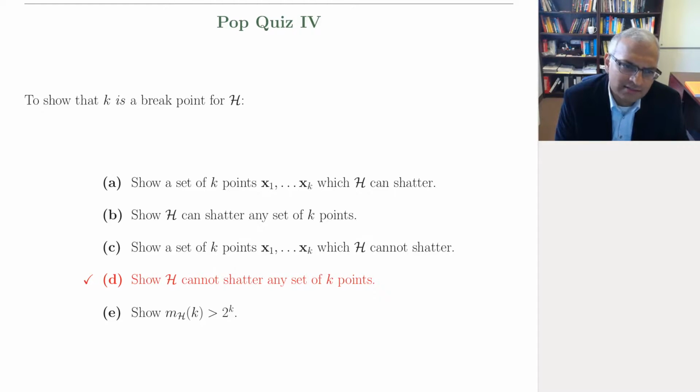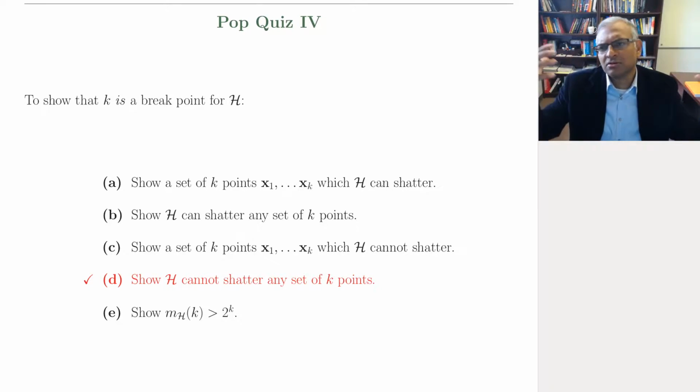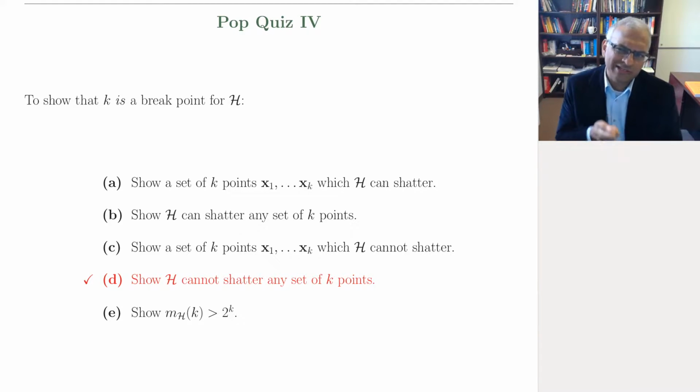Now let's take these. A and B are showing that H can shatter, and those are moving not towards showing that it is a breakpoint, revealing the deficiency of H. They're moving towards showing that H is able to conquer K points. In A you show that H can conquer some set of K points. In B you show that H can conquer any set of K points. A breakpoint is revealing a deficiency. You've defeated H. You've broken H.